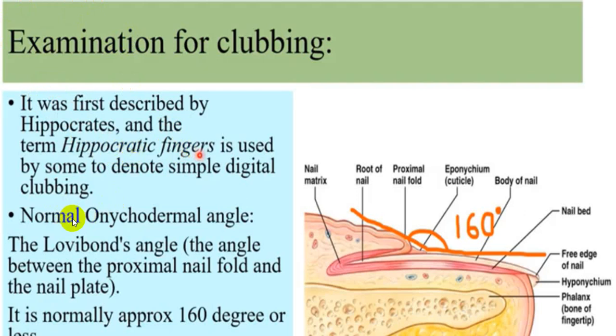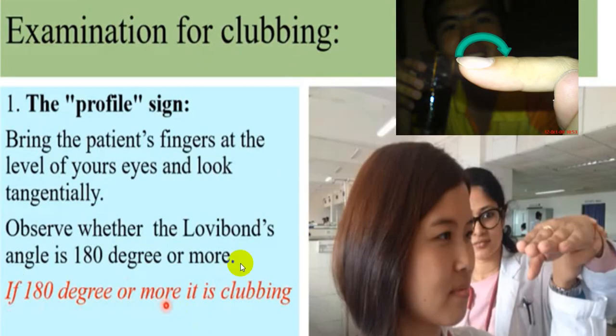A normal person will have a normal onychodermal angle, which is always less than 160 degrees. This is also described as the Lovibond angle. That is the angle between the proximal nail fold, this is the proximal nail fold, and the nail bed, this is the nail bed. So, nail plate and proximal nail fold, this angle. When this becomes convex, this angle will become more than 160 degrees, that is, more than 180 degrees. And when it becomes more than 180 degrees, it is described as Lovibond sign.